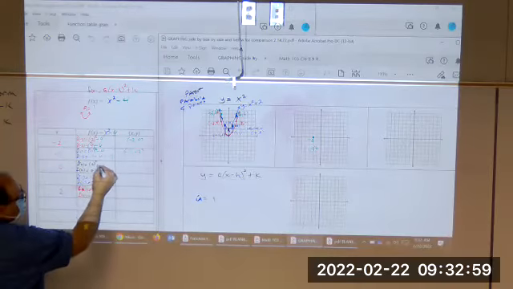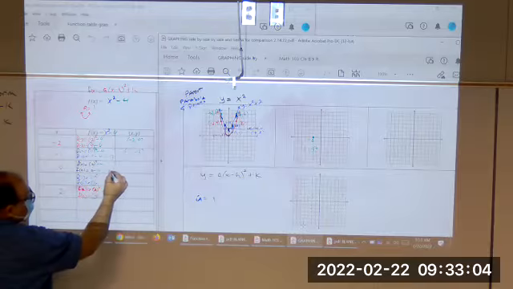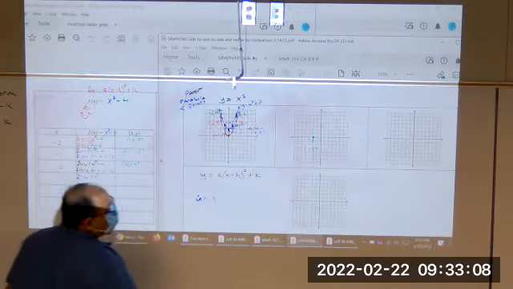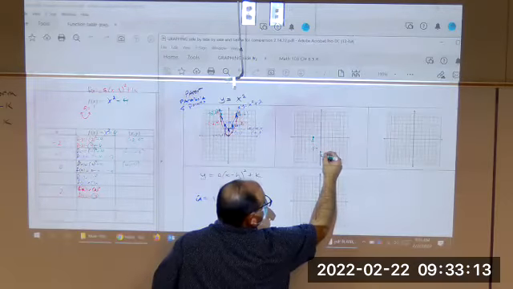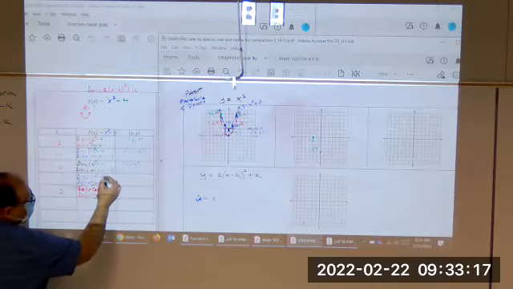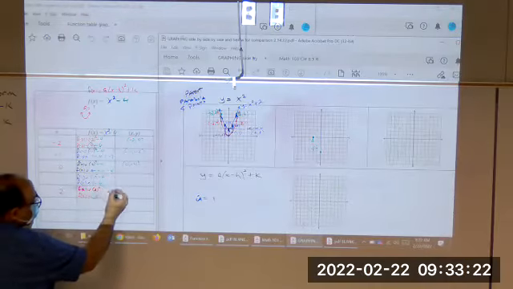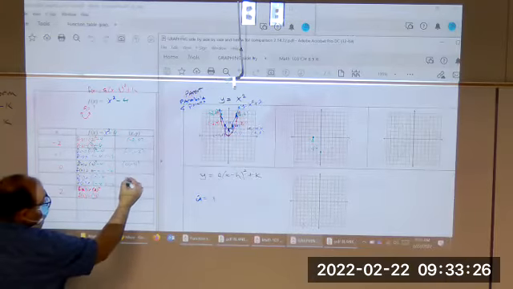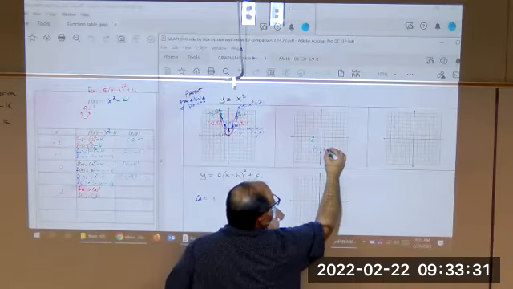Zero goes in. 0 squared minus 4 is 0 minus 4, which is negative 4. Let's see if it starts heading up. 1 squared minus 4 is 1 minus 4, and that is the same answer as on the other side of 0, negative 3. Same as we got on the other side.